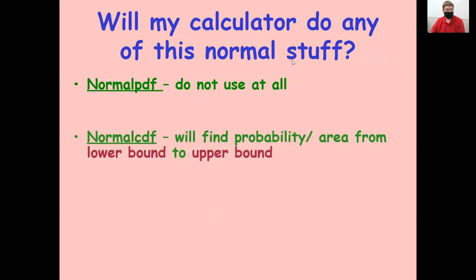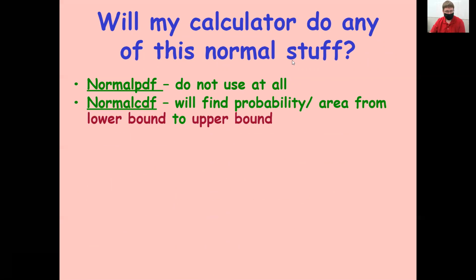You will never use the normal PDF because we're not looking for an exact X value on these things. The normal PDF is basically just the z-score formula. You can do that on your own. You don't need that one. You will use the normal CDF to help you find probability or area.